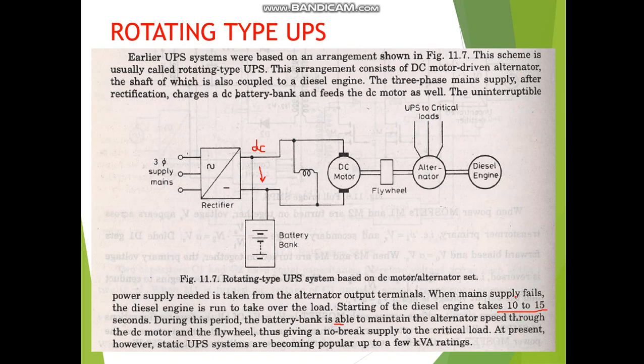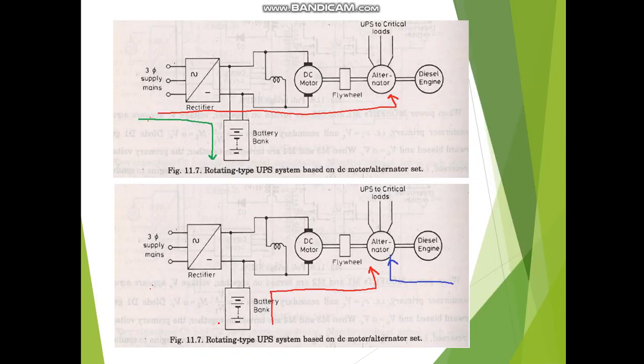Whenever the main supply fails, the diesel engine runs to take over the load. To start this diesel engine, it will take 10 to 15 seconds. In that duration, this battery bank will give the supply to this alternator. The main disadvantages of this method are that it is popular only up to a few kVA, and it takes 10 to 15 seconds to start the diesel engine. To avoid these disadvantages, we go to the next method.